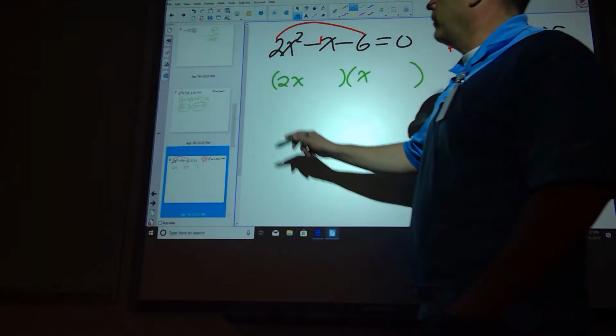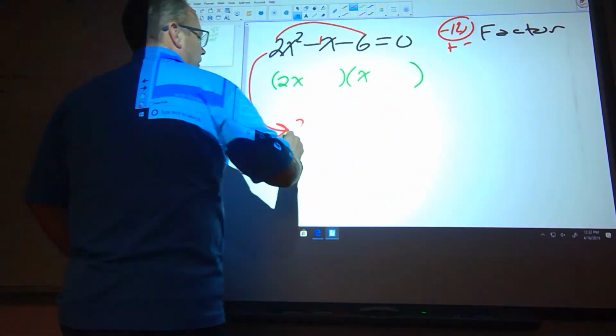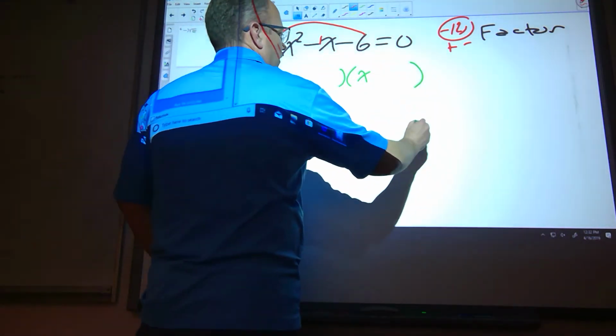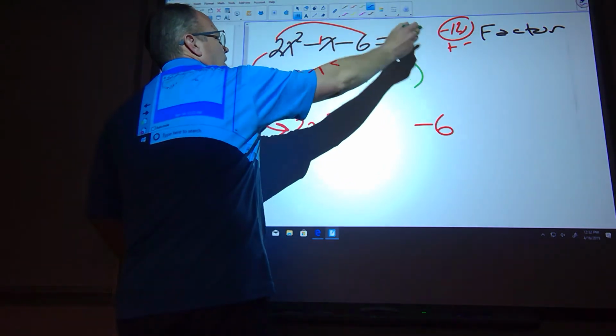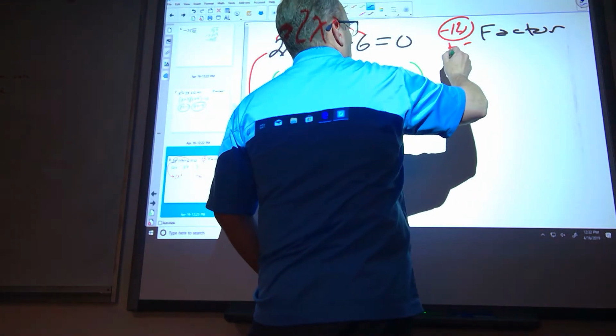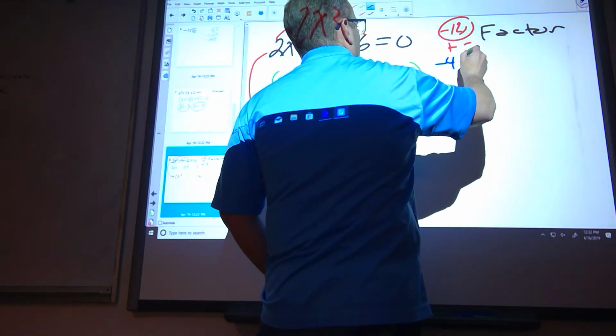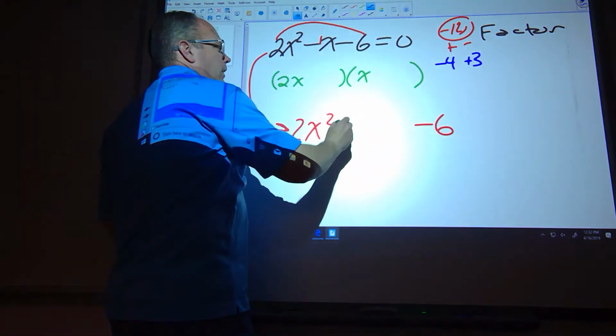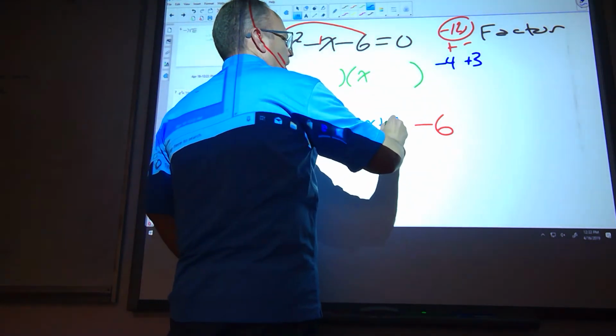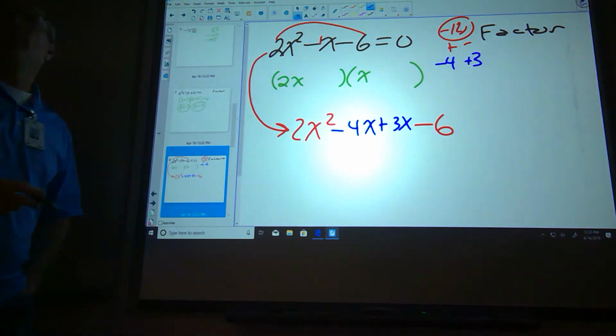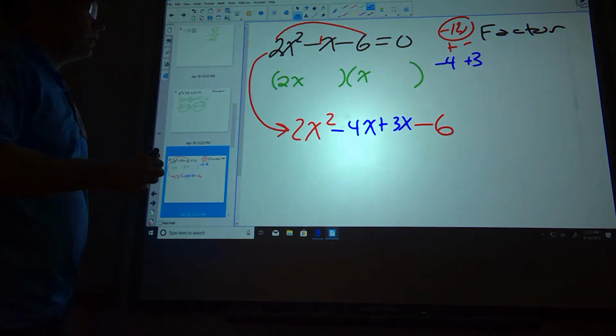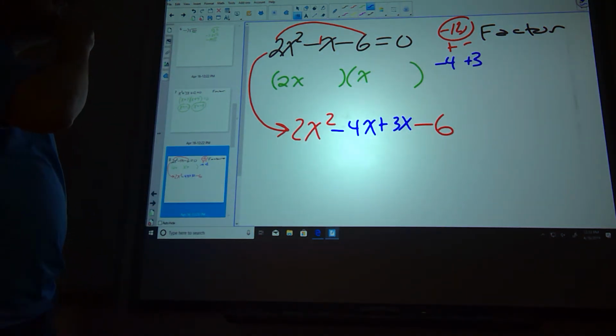All right, so let's see if we can factor this out. Ready? I'm going to have a 2x squared. I'm going to have a minus 6. Okay, the factors of 12 that add to 1 are 4 and 3. It's a negative 4 and a positive 3. So I'm going to get minus 4x plus 3x. Is that okay so far?